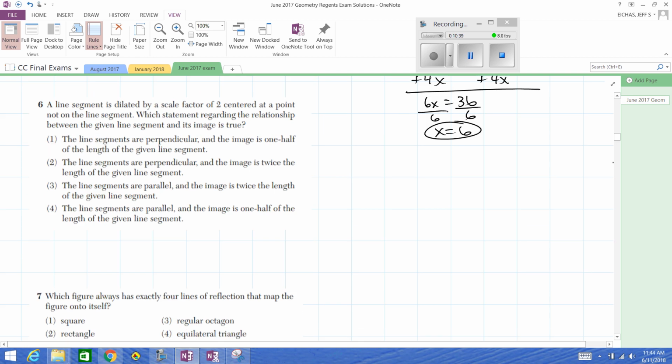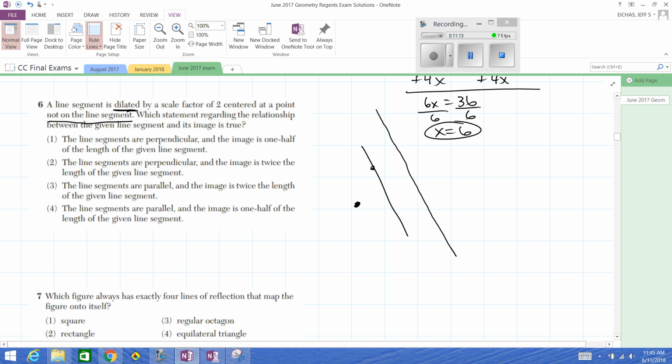Okay, moving on. Last one for this video. So a line segment is dilated. Okay, common problem. By a scale factor of 2, centered at a point not on the line segment. Okay, that's important information. There's really two types of problems for this. If we dilate a line and the center is off the line, segment, line, whatever you want to call it, what would end up happening is we would produce a parallel line that's not the same line.